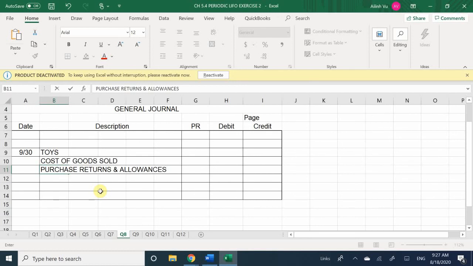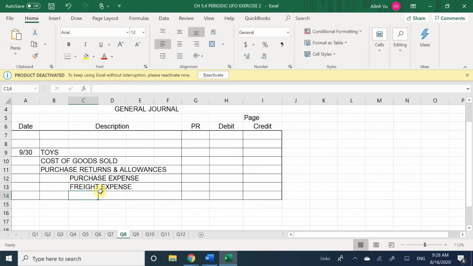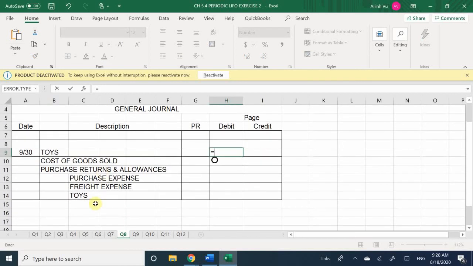What else? Purchase expenses. And what else? Freight. Right. And lastly, you need to include beginning inventory. All right. So from here, what numbers are we going to be taking from?